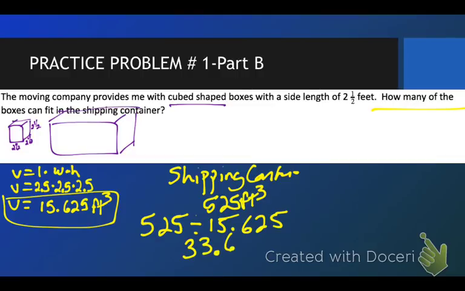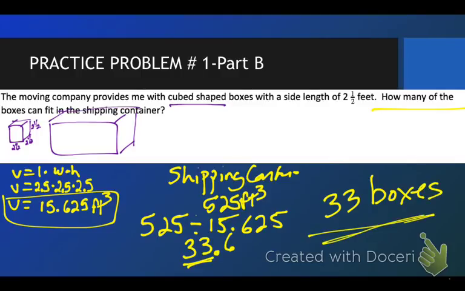33.6. Now, this is boxes, so let me ask you, can you have 0.6 of a box? If somebody says, hey, here's my box, and you can only have 0.6 of it, are you going to put 0.6 in the car? What are you going to do, cut it in half and all the stuff fall out all over the floor? That's not going to work. So in this particular case, because you have to figure out how many of these boxes fit in the shipping container, you can only do 33 boxes. So your answer should be 33 boxes.